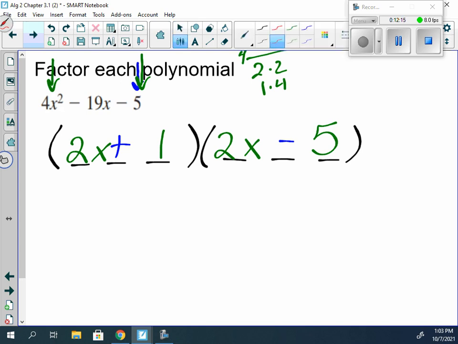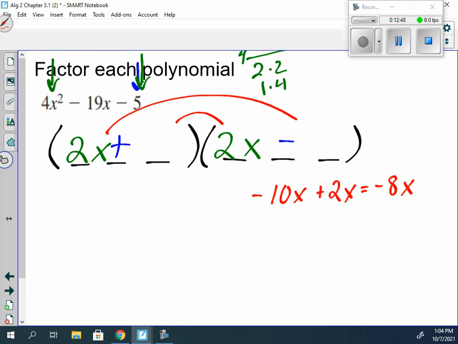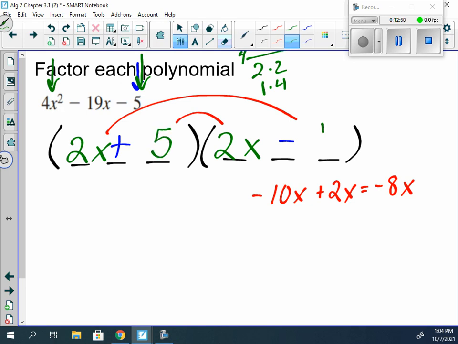And last but not least, we're going to check it. Multiply 2x times negative 5 is negative 10x. 1 times 2x is plus. Is that what we wanted? No. Can I switch the... so what can we do next? What are we switching? 1 and 5. Would switching the 2x and 2x change anything? No. So we can say 5 and 1.